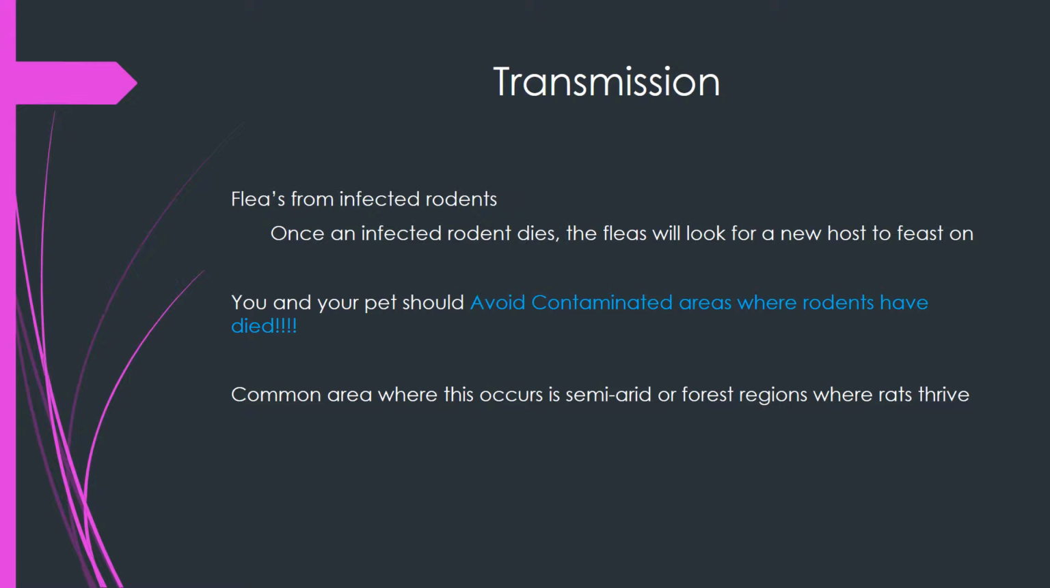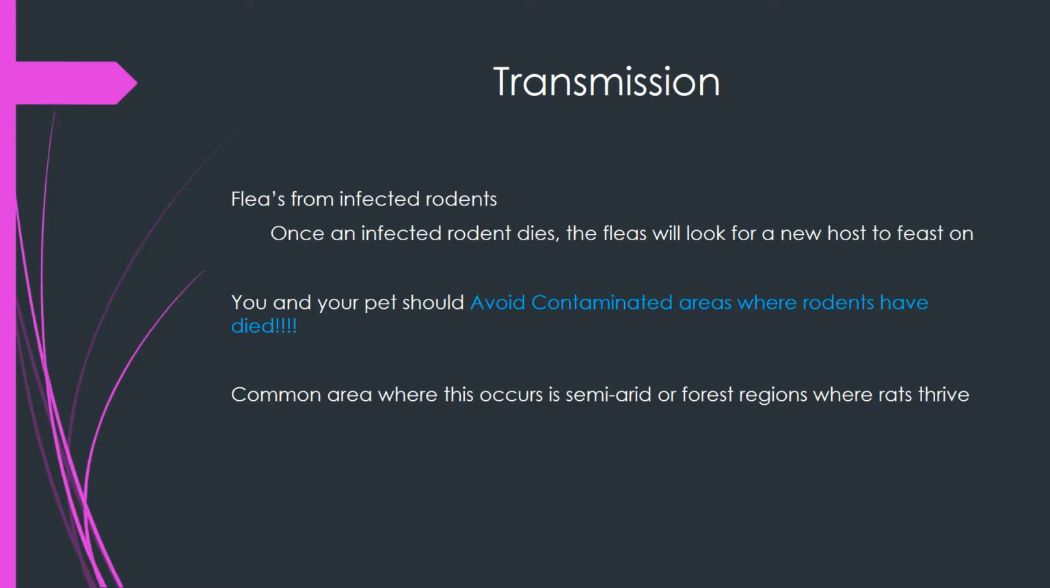Transmission. So, like I was saying earlier, fleas are the main way that this gets transmitted. Fleas from infected rodents. Once one of the infected rodents dies, the fleas will look for a new host to feast on.